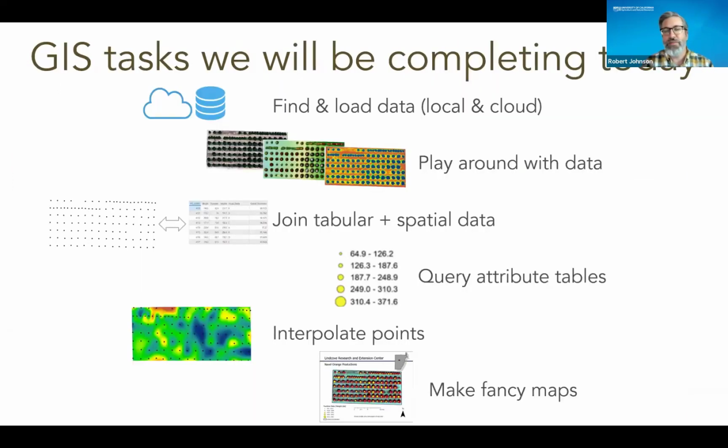Okay, the tasks that we will be working on today. First, we are going to find and load the data for your project. It's going to be coming from both local and cloud sources. You'll get to go in and play around and experiment and look at the data and see what it's like. Then we'll join the tabular data to the point data, do some queries of the attribute tables, make an interpolated surface, and finally produce a nice cartographic map.